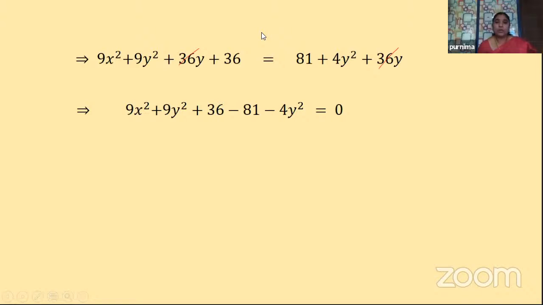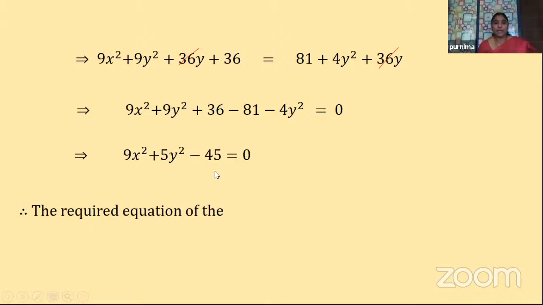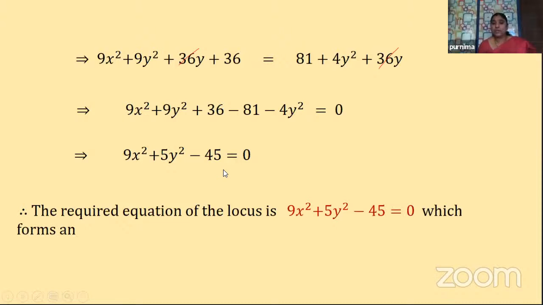Yes or not? So now the leftover terms 81 and 4y square, I have sent to the LHS. That is minus 81 and minus 4y square is equal to 0. Now here 9x square, and 9y square minus 4y square is plus 5y square. 36 minus 81 is minus 45, is equal to 0. Now this is the equation we have got. That is the equation of the locus. The required equation of the locus is 9x square plus 5y square minus 45 is equal to 0.